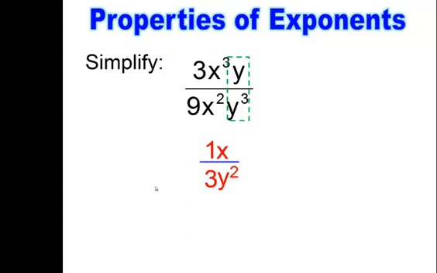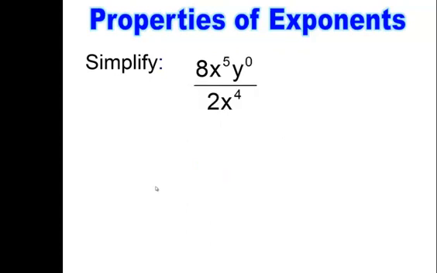And then you're just looking here and you're saying, oh, I got that coefficient of 1. So when I simplify this, I want to make sure that I don't leave that 1 with the x. So your final answer here would be x over 3y squared. Pause and try.